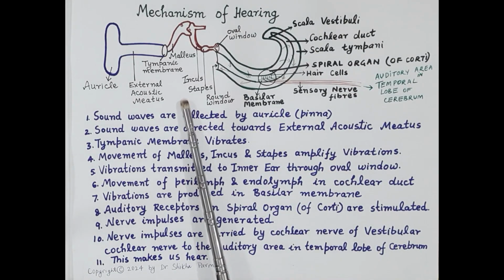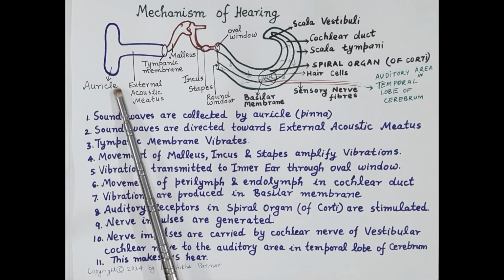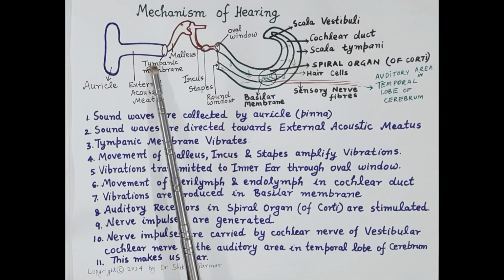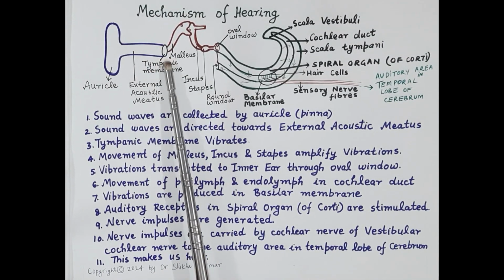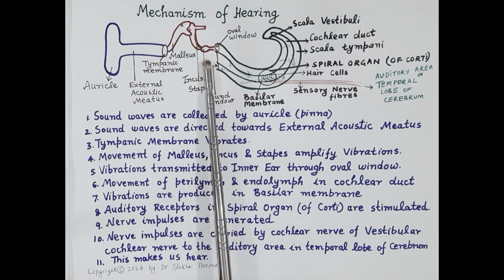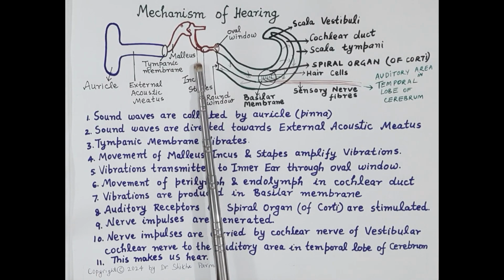Now, let us understand the mechanism of hearing. So, first of all, sound waves are collected by the pinna. These waves pass through the external acoustic meatus and they strike the tympanic membrane. So, the tympanic membrane vibrates. Now, as the malleus is in contact with the tympanic membrane, these auditory ossicles also move, and thus vibrations in the tympanic membrane are amplified by the movement of the malleus, incus and the stapes.